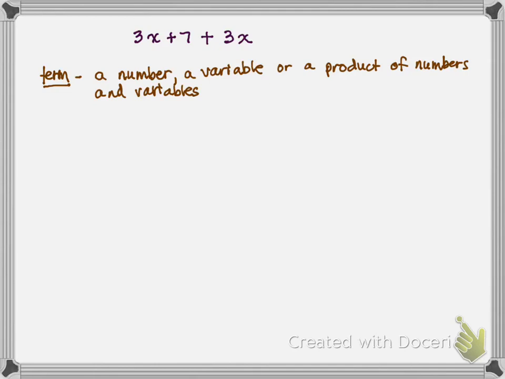So I'm going to write here a little note. They are separated by plus and minus signs. That's going to be a good way to notice them, okay? So I'm going to give you just some examples of generic ones. It said a number, so we could say 3. It said a variable, so we could say y. It said a product of numbers and variables, we could say 15x. Those are all called terms, okay?